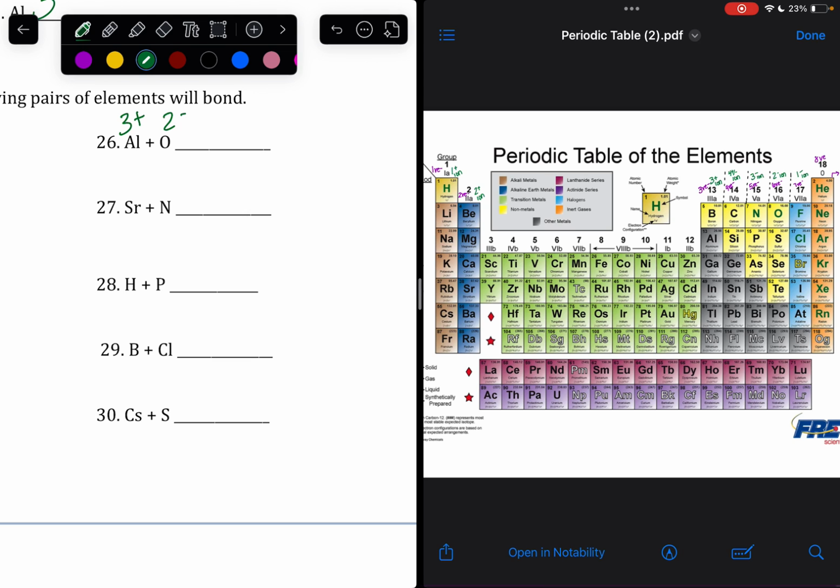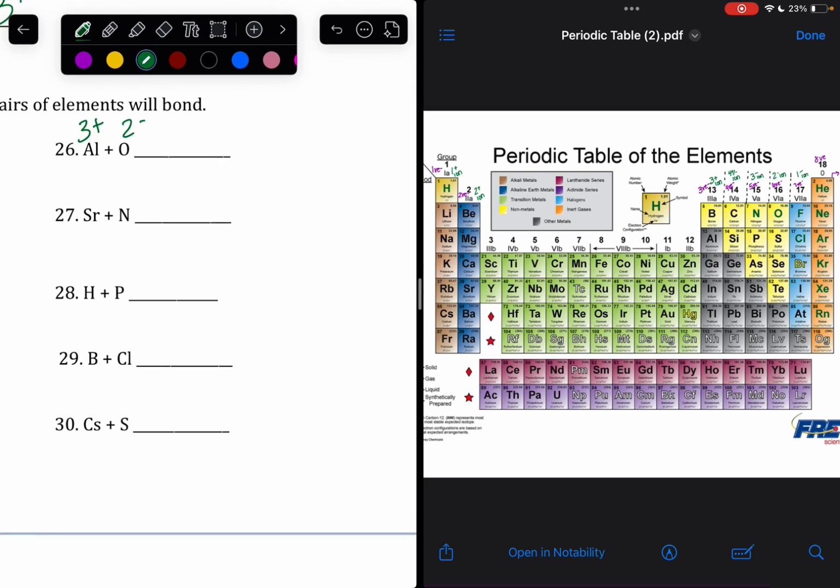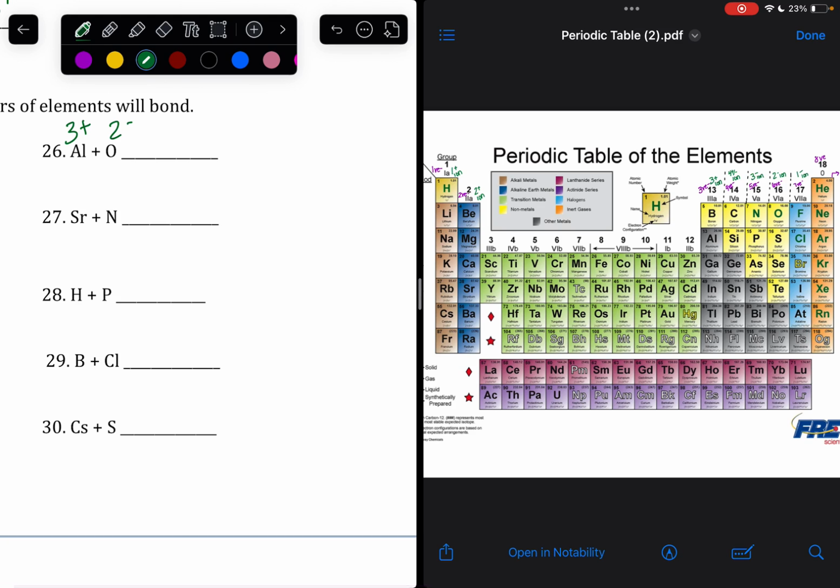Remember, you're trying to find the least common multiple. So the least common multiple of 3 and 2 would be 6. So to get that Al with a +3 charge to 6, I'm going to need 2 of them. And oxygen has a 2- charge. To get that to 6, I'm going to need 3 of them.